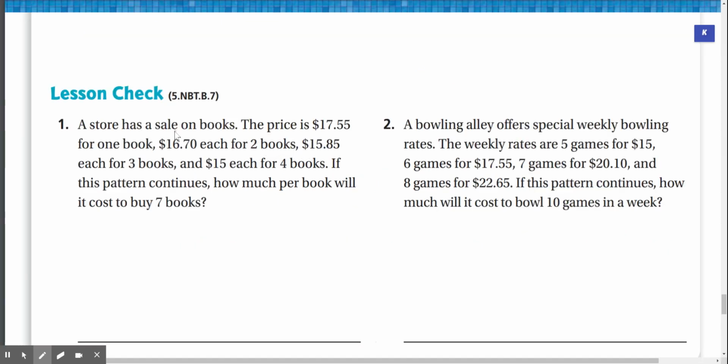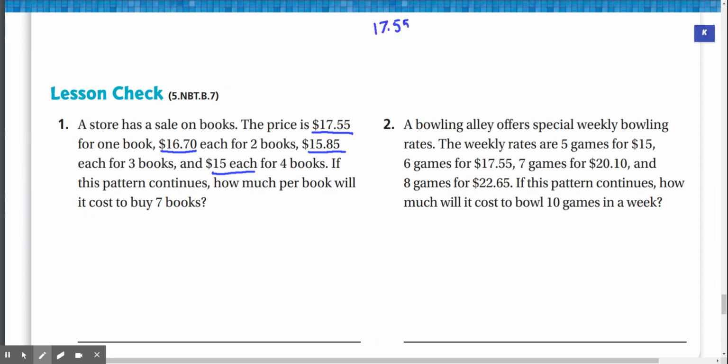Lesson check. Number 1. A store has a sale on books. The price is $17.55 for one book, $16.70 each for 2 books, $15.85 for 3 books, and $15 each for 4 books. If the pattern continues, how much per book will it cost to buy 7 books? We first want to find the difference between $17.55 and $16.70 so we can find the pattern.